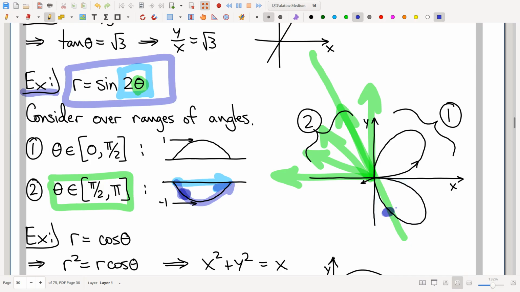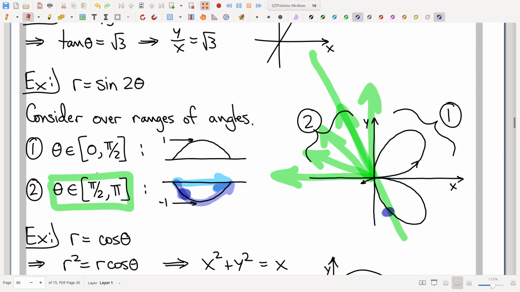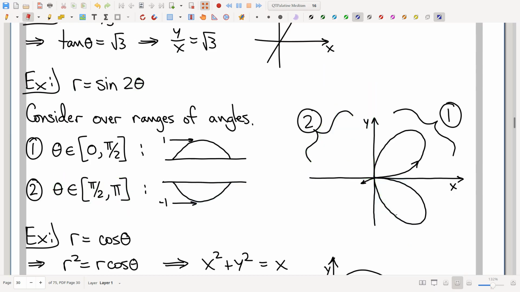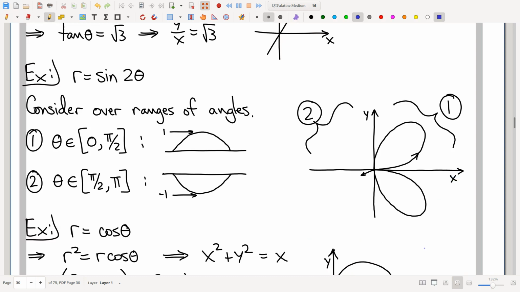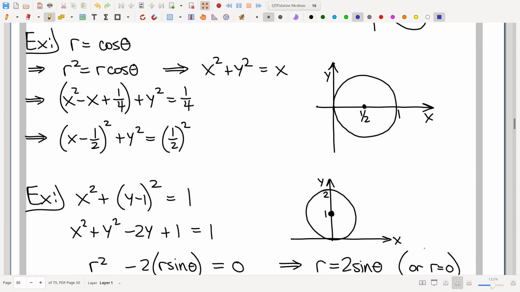Now, I think it's a healthy exercise, and I want to encourage you all to do this. Think through the rest of the angles, right? Think through the third quadrant and the fourth quadrant. Just a healthy exercise. Make sure you can do that, right? We're going to assume that you're comfortable with all that. These next examples are largely just algebra.